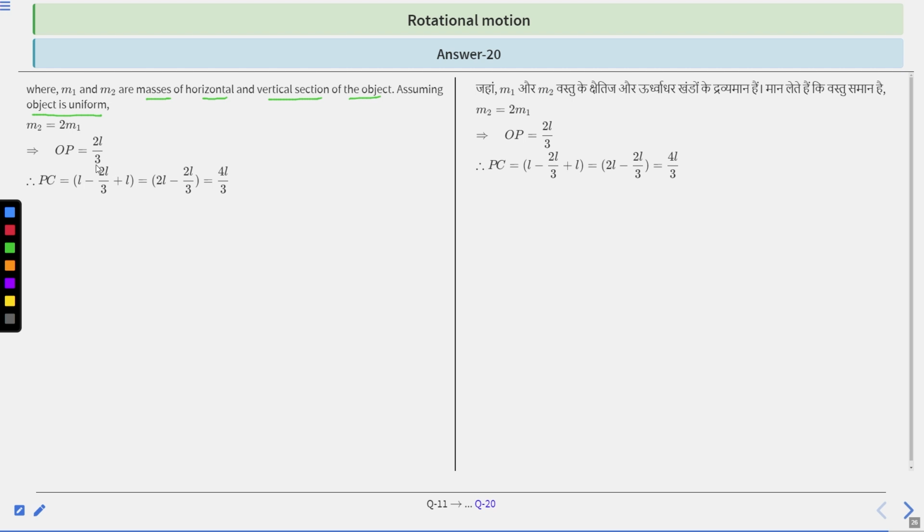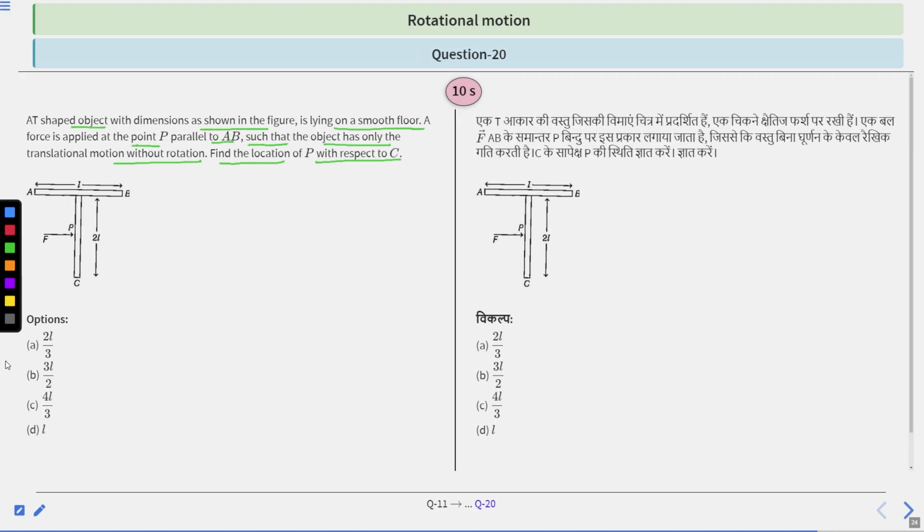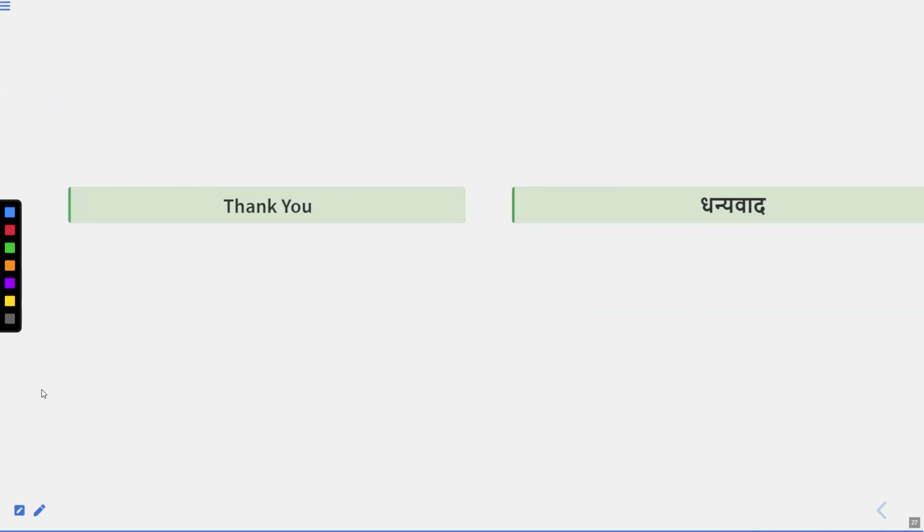So solving this numerical term, you will get PC is equal to L minus 2L divided by 3 plus L, which is equal to 2L minus 2L by 3. So the final answer is 4L by 3. So the correct answer is 4L by 3. So this is the correct option. Clear? Thank you.